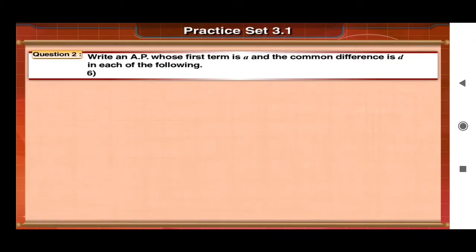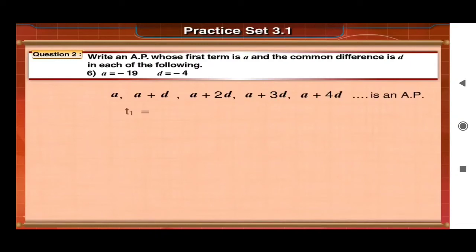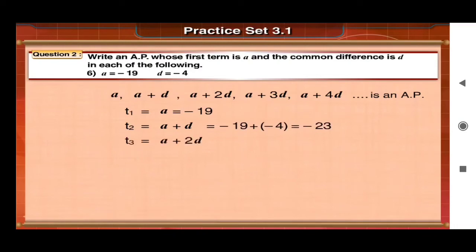Six. A is equal to minus 19. D is equal to minus 4. T1 is equal to A, and here it is given as minus 19. T2 is equal to A plus D, which is equal to minus 19 plus minus 4, that is equal to minus 23. T3 is equal to A plus 2D, which is equal to minus 19 plus 2 into minus 4, that is equal to minus 27.